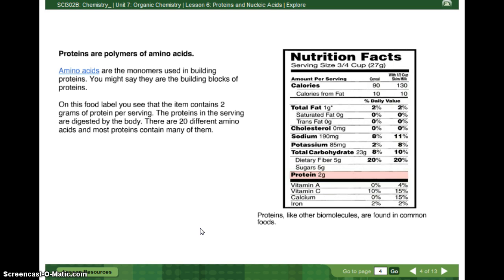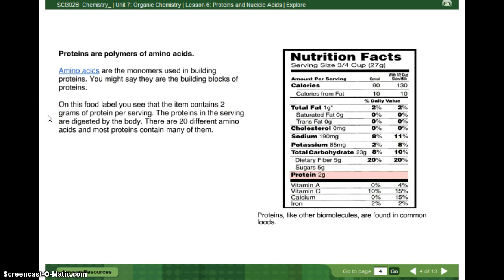Proteins are polymers of amino acids. Okay, so remember, what's a polymer? Poly means many. So if you put a bunch of monomers together, you get a polymer. Well, a protein is a polymer, and the amino acids are the building blocks or the monomers. Amino acids are the monomers used in building proteins. You might say they are the building blocks of proteins.